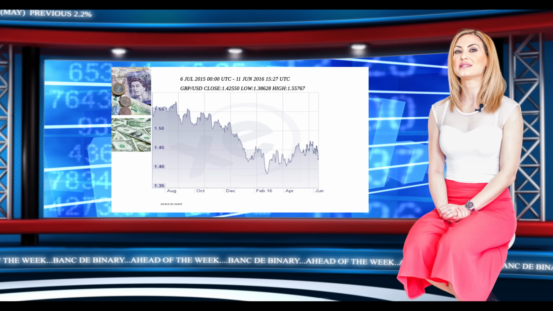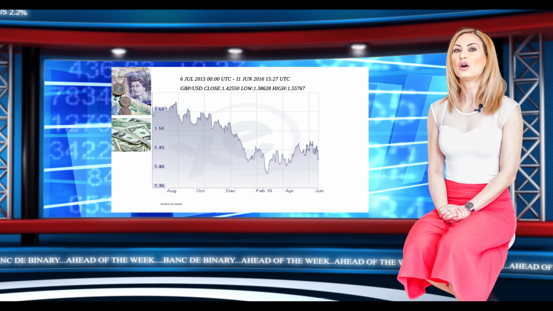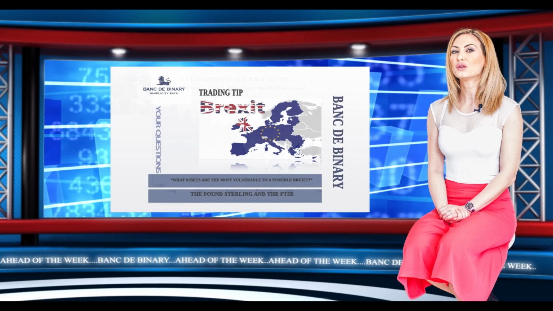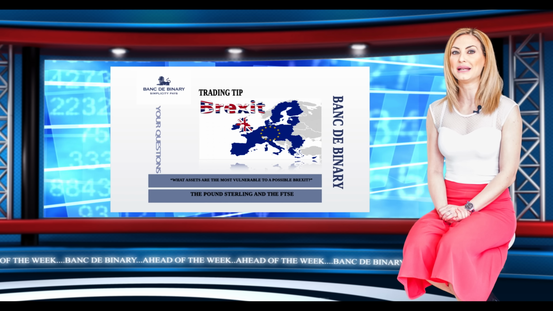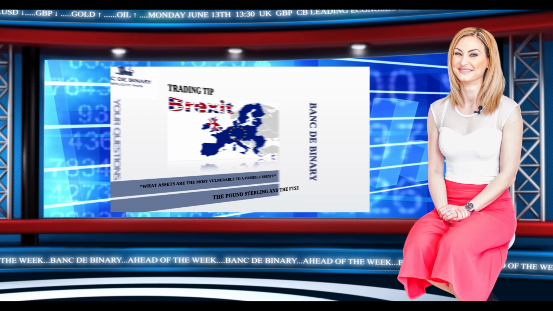This is due to uncertainty over whether the UK will remain in the EU and whether its economy would be weakened in the case that it leaves the bloc. The FTSE may also see some impact depending on how intense the action gets closer to the actual vote.